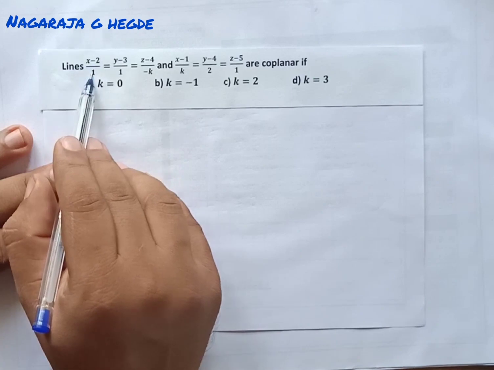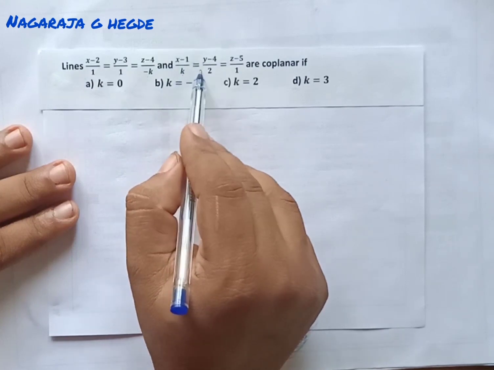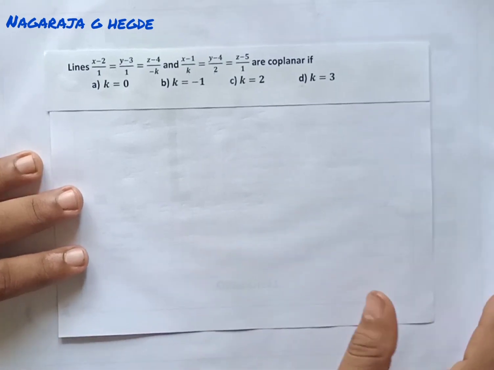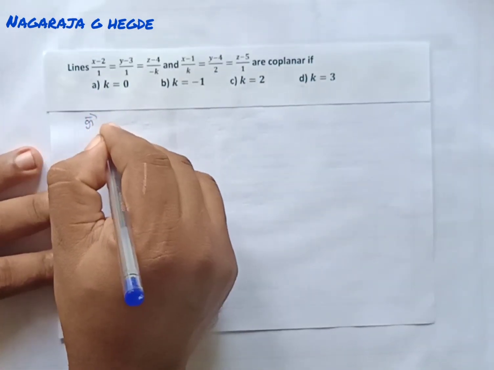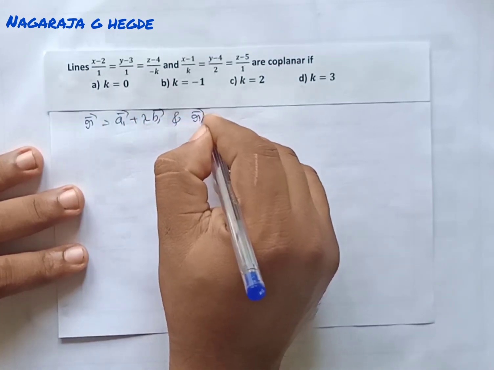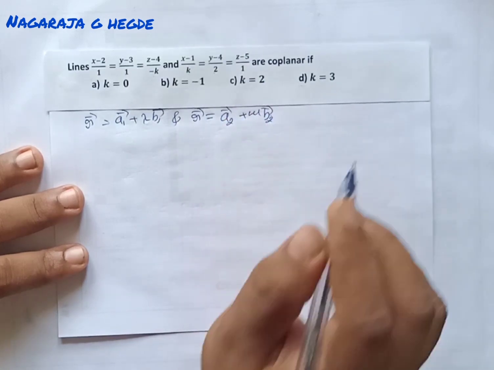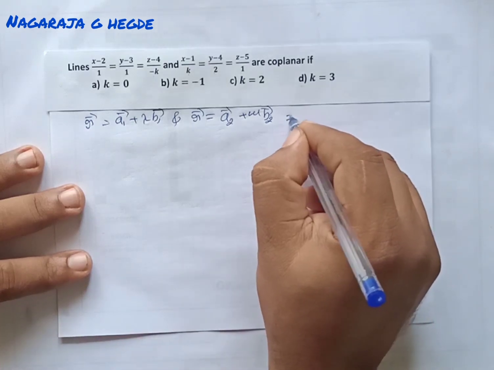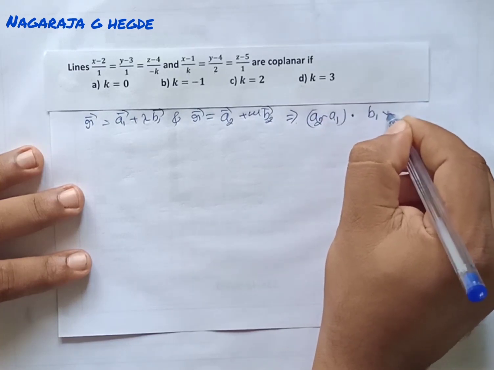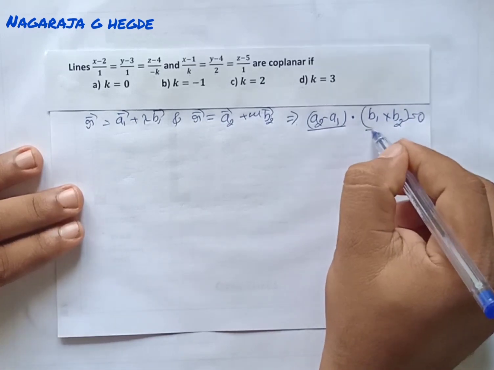The lines (x minus 2)/1 equals (y minus 3)/1 equals (z minus 4)/(minus k), and (x minus 1)/k equals (y minus 4)/2 equals (z minus 5)/1 are coplanar. Just observe, remember this: if one line is a1 plus lambda b1 and another line is a2 plus mu b2, these are the two lines. These two lines are coplanar if and only if (a2 minus a1) dot (b1 cross b2) equals 0.